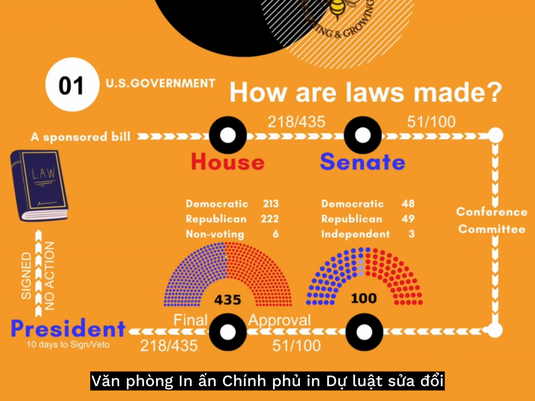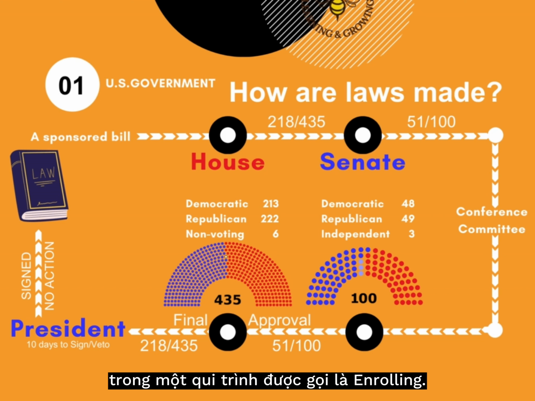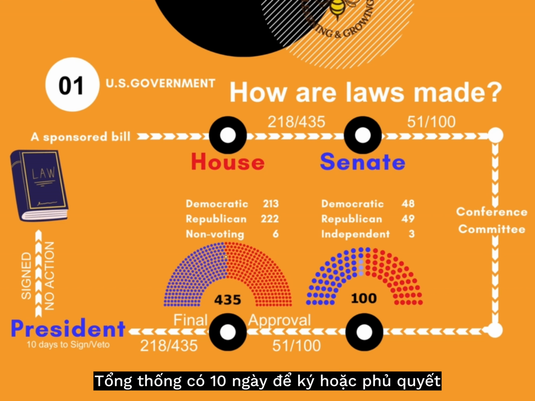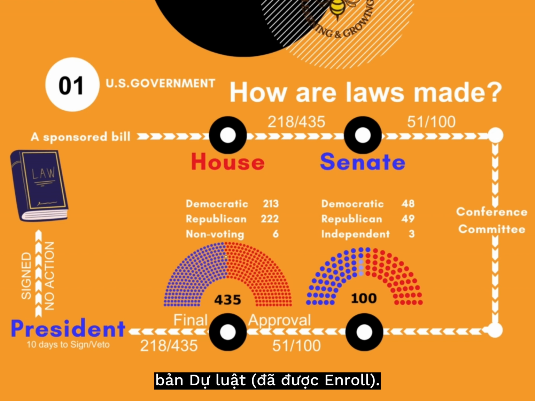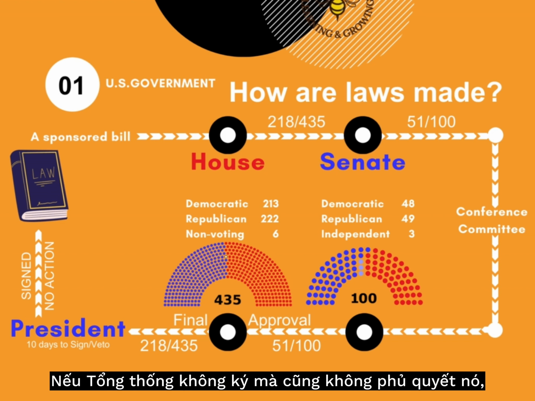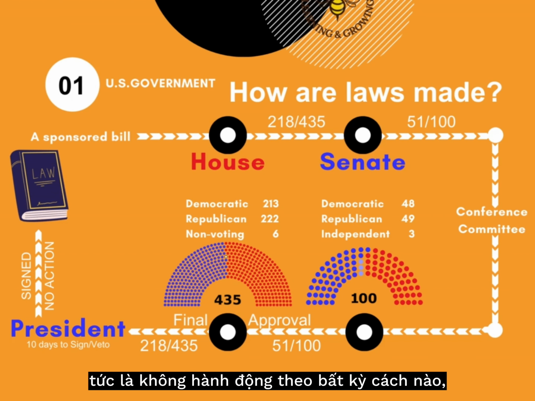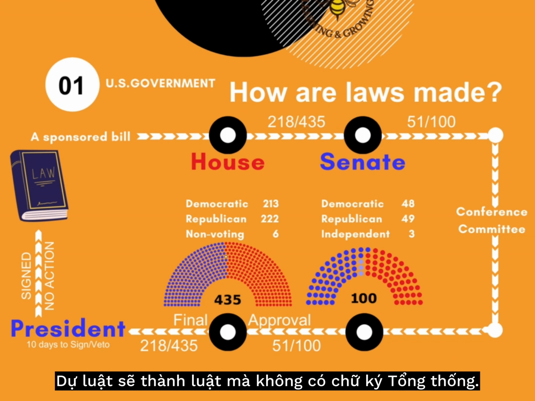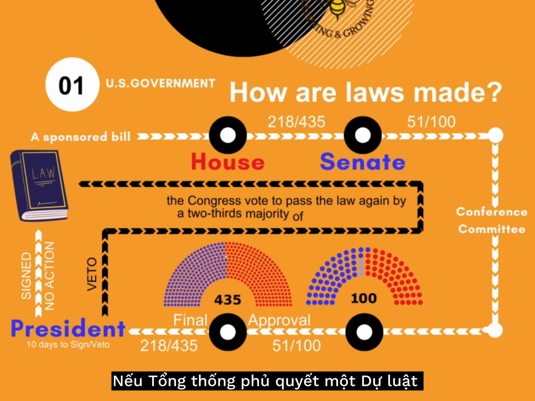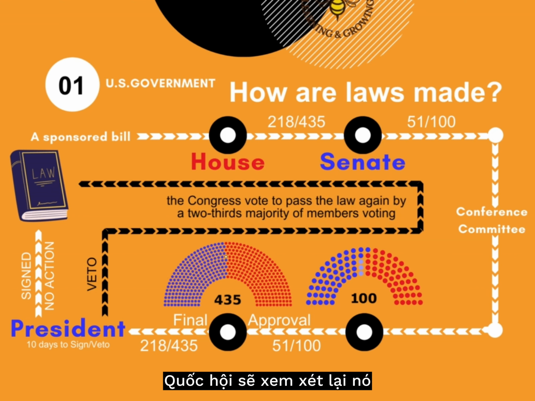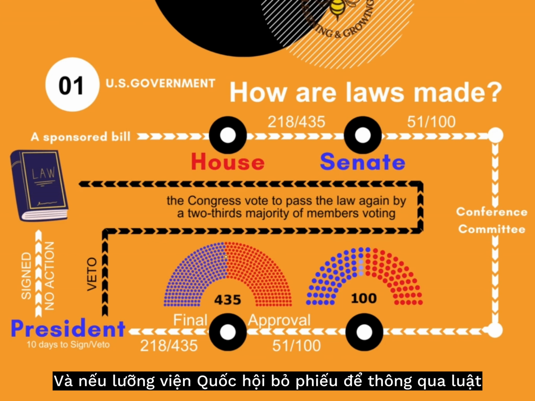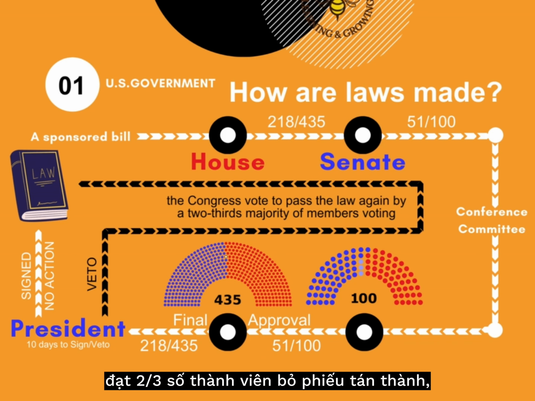The Government Printing Office prints the revised bill in a process called enrolling. The president has 10 days to sign or veto the enrolled bill. If the president declines to either sign or veto it, that is, he does not act on it in any way, then it becomes law without his signature. If the president vetoes a bill, Congress shall reconsider it, together with the president's objections. And if both houses of Congress vote to pass the law again by a 2/3 majority of members voting, then the bill becomes law, notwithstanding the president's veto.